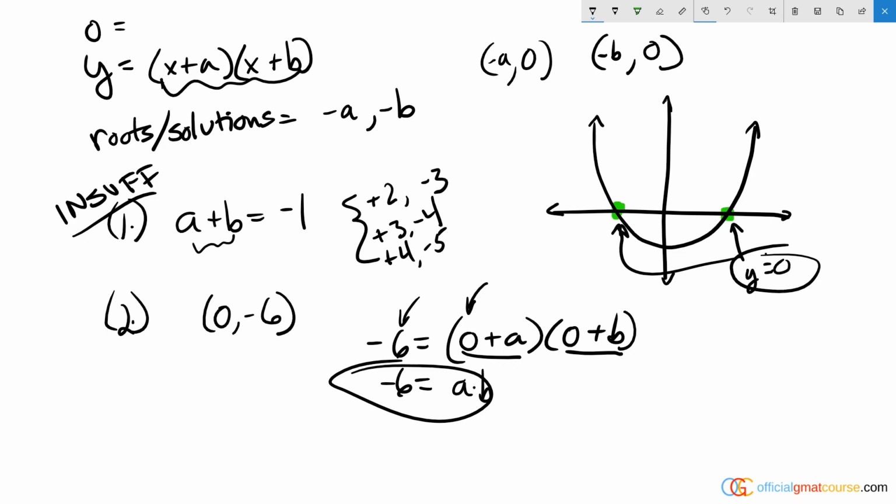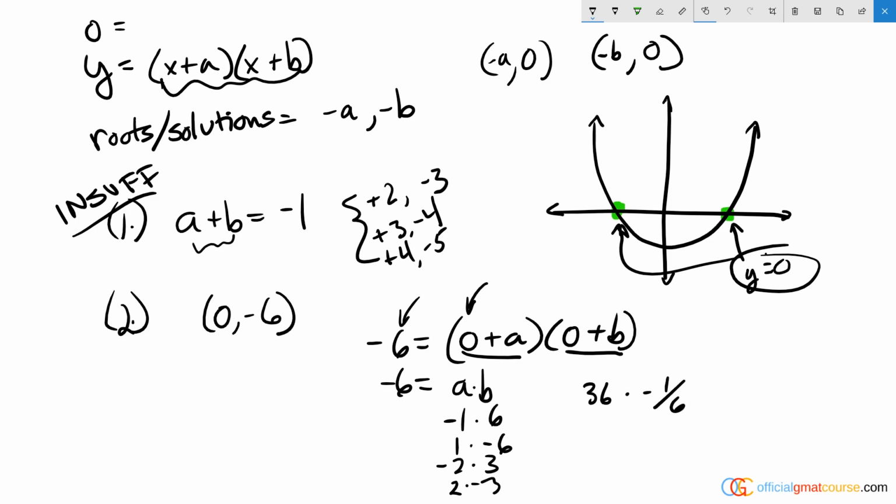But that could be an infinite number of possibilities as well, because I'm not told that a or b have to be integers. It could be -1 and 6. It could be 1 and -6. It could be 2 and 3, -2 and 3. It could be 2 and -3. It could be 36 and -1/6, which also multiplies to give -6. So there's infinite possibilities, and again, that's insufficient.